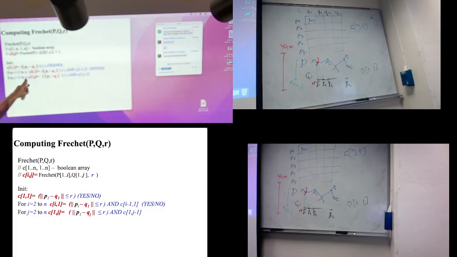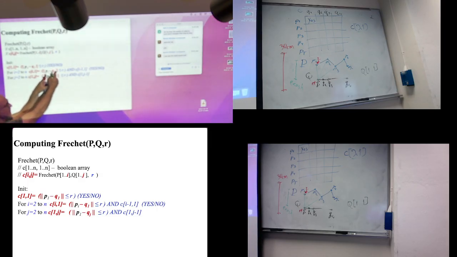Remember, I'm trying to fill out what is C of I, 1. I, 1 meaning dog stuck at Q1, the man is moving along the other vertices. So how can I write it efficiently? Is the distance from Q1 to Pi.